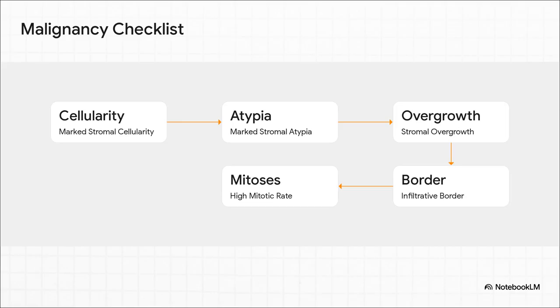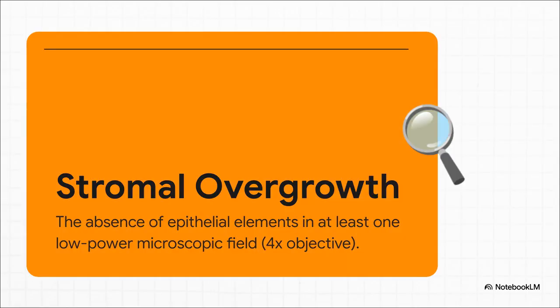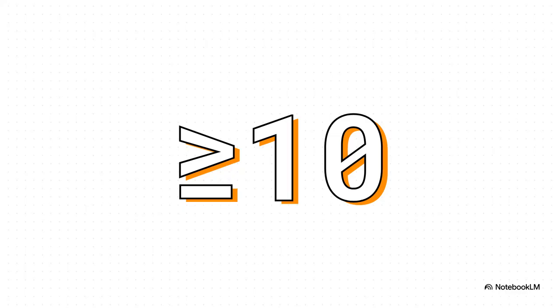Let's take a closer look at a couple of these that can be just a little bit tricky. First up, what exactly is stromal overgrowth? Well, the CAP protocol gives us a really practical scope-side definition. All you have to do is find at least one low-power field, so on your 4x objective, that is nothing but stroma. No epithelial glands, no ducts in sight. If you can find a field like that, check the box. You've met the criteria. And now for the feature that often takes the most work, the mitotic rate.